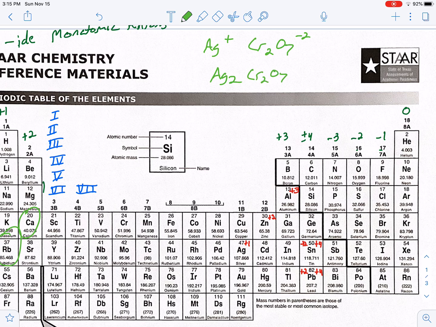So you do not have to put parentheses around it if you don't need more than 1, okay? Because this would just kind of be pointless because we know there's just 1 of them. So you don't need parentheses around that.